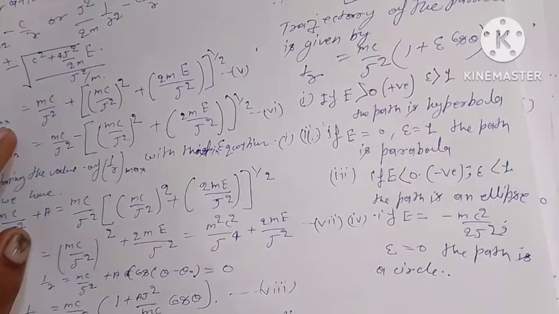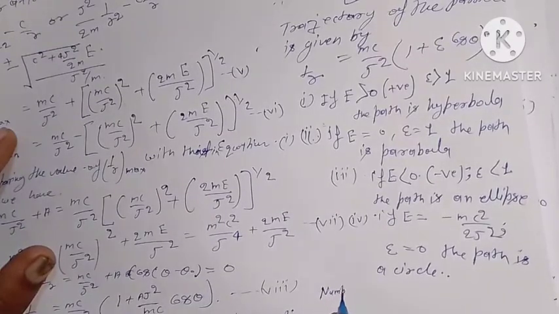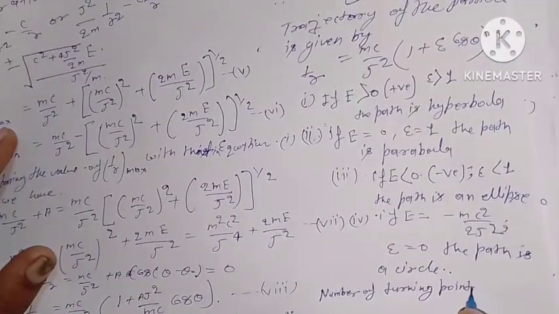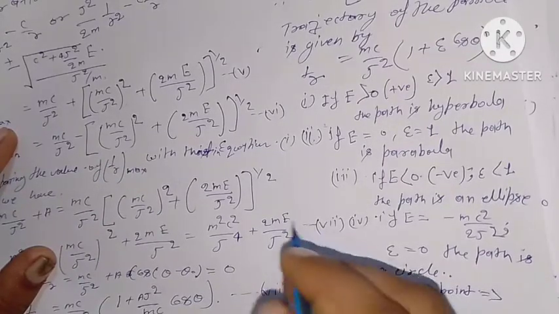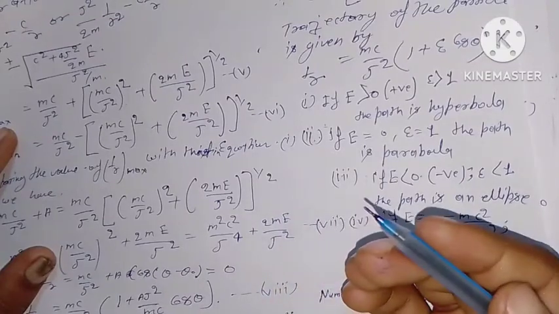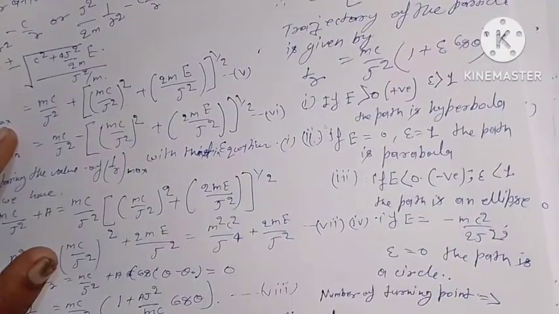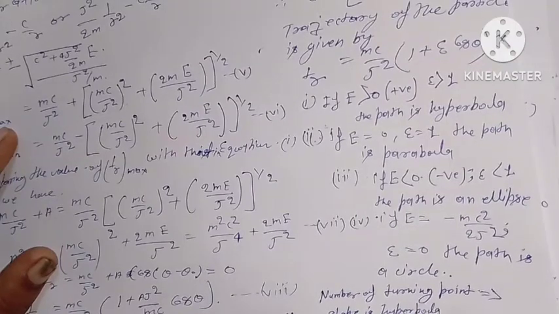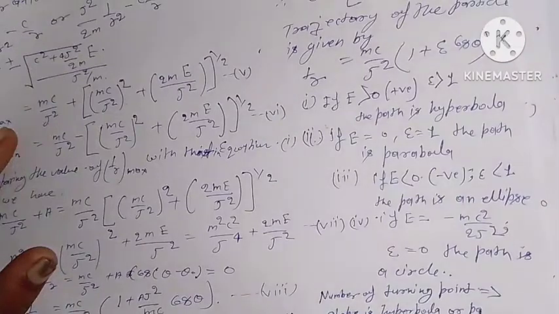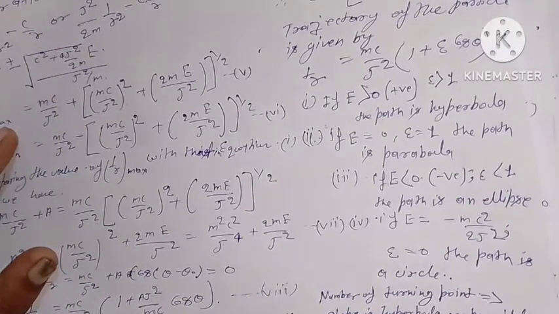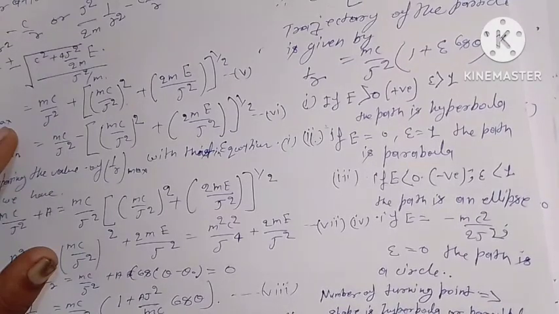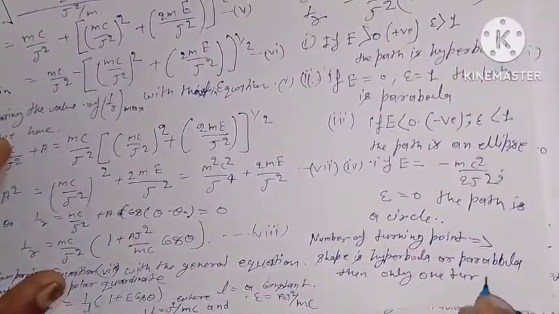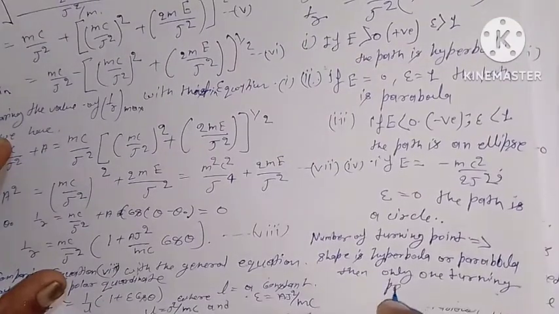And next, number of turning points. When the shape of the orbit is a hyperbola or parabola, there is only one turning point.